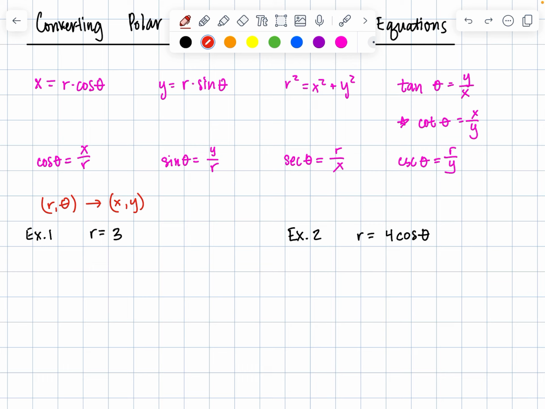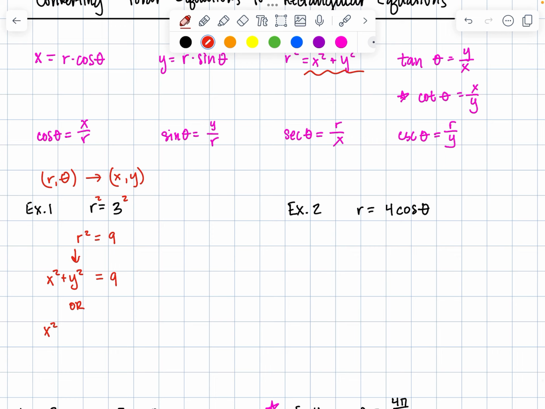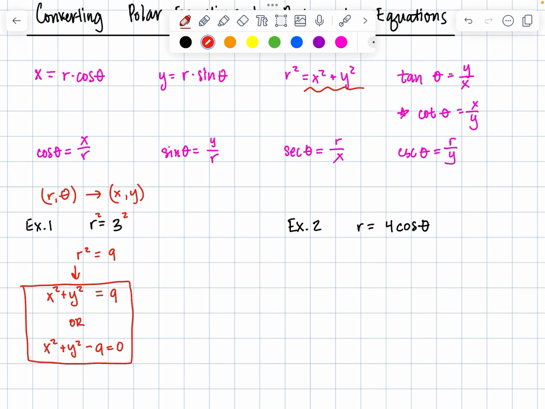So what we have to do is square both sides. You are allowed to do this. r squared just becomes r squared. 3 squared becomes 9, and then now we could substitute this in. r squared will become x squared plus y squared. 9 stays 9, and this is our equation. You could technically also write this as, if you subtract 9 from both sides, x squared plus y squared minus 9 is equal to 0. So both of these are acceptable answers to this particular conversion. So now our equation is written in x, y. We are good to go.